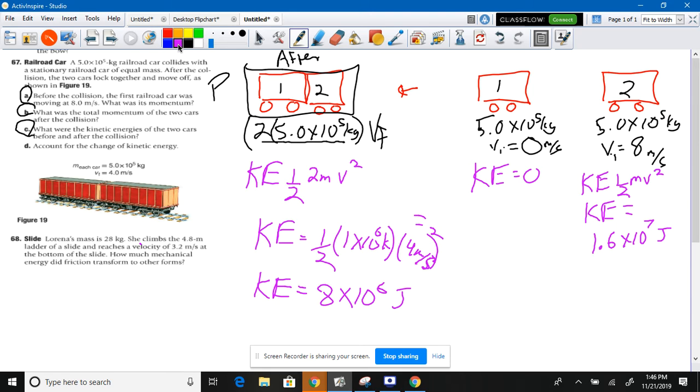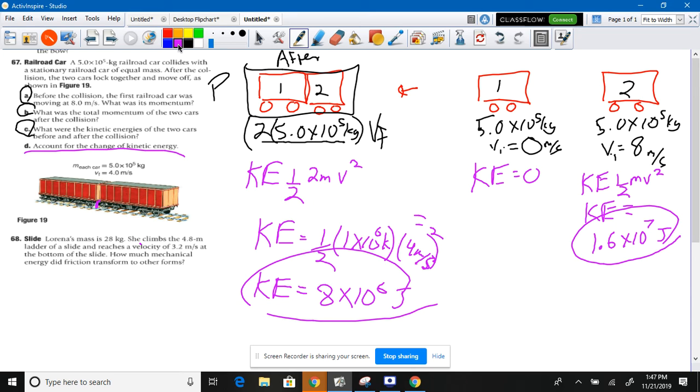Well, it would appear that the kinetic energies are not equal. Somebody tell me why. You lost it to thermal, to sound, to deforming of the metal. Humongous bang. So was momentum the same on both sides? Yes, it was. Is kinetic energy the same on both sides? No, it is not. So account for the change in kinetic energy.